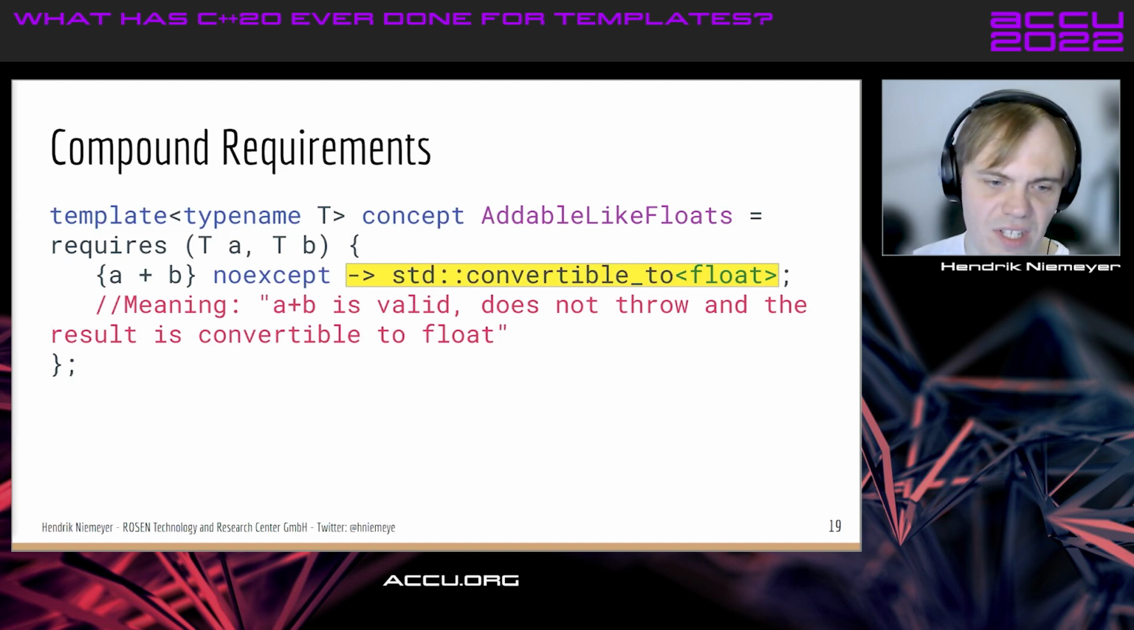And if all of these three facts are true, so A plus B is valid C++ for type T, it cannot throw, and the result is convertible to float, then this aptly named concept edible_like_floats will evaluate to true. And if one of these three things, or two of them, or all of them are not fulfilled, then this concept edible_like_floats will evaluate to false.